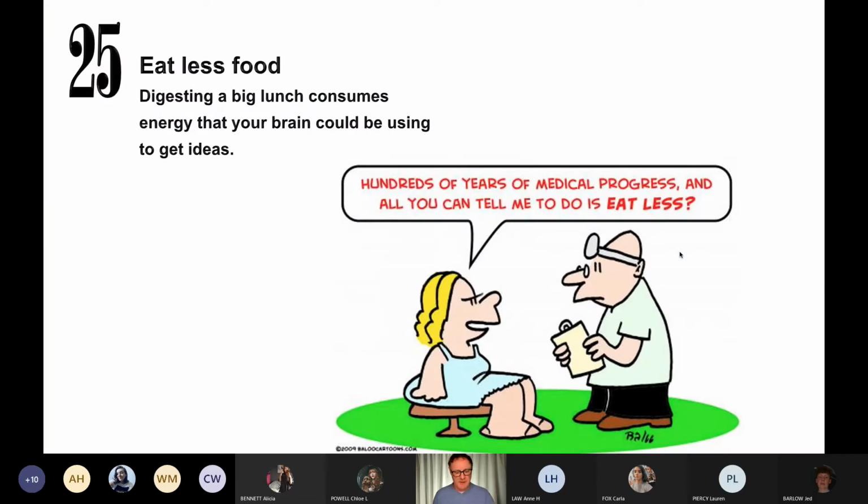Tip number 25. Eat less food. I bet you weren't expecting this one. Digesting a big lunch consumes energy that your brain could be using to get ideas. Fact.